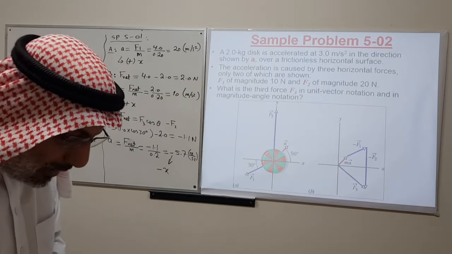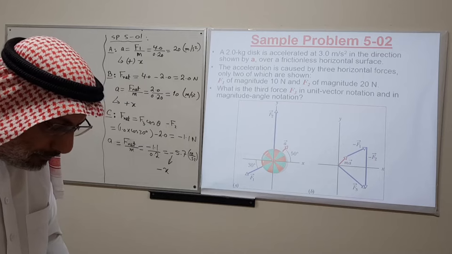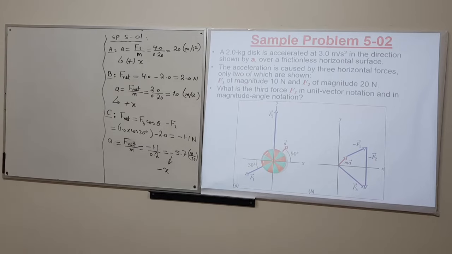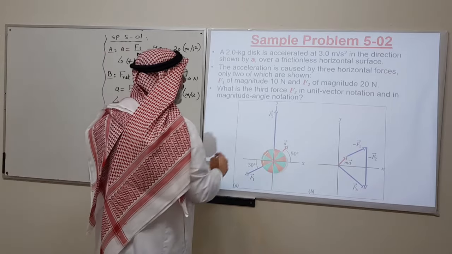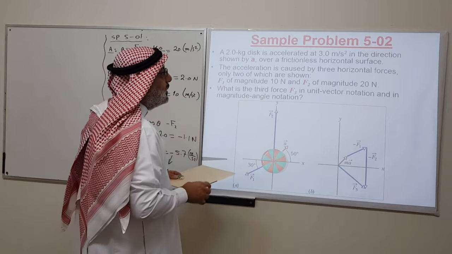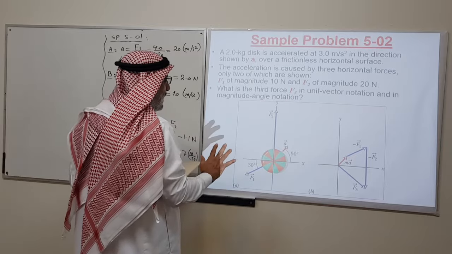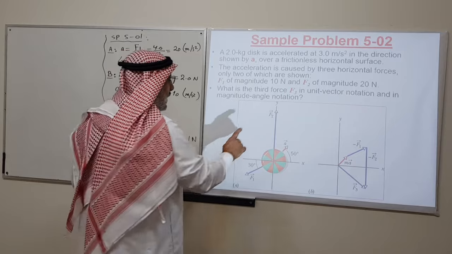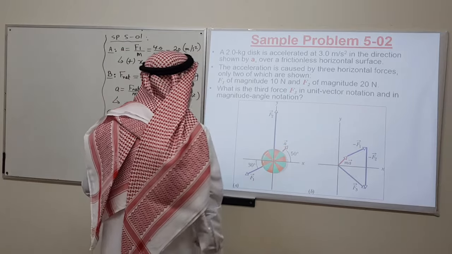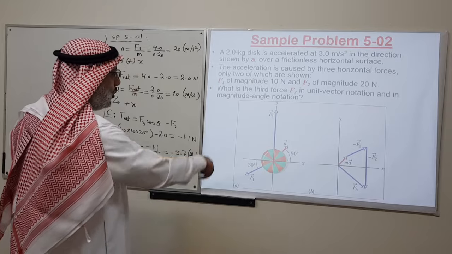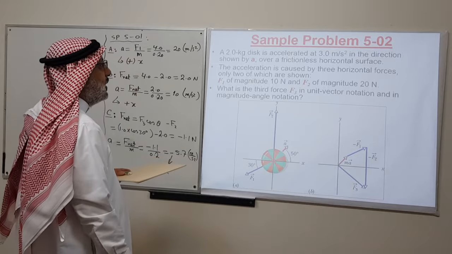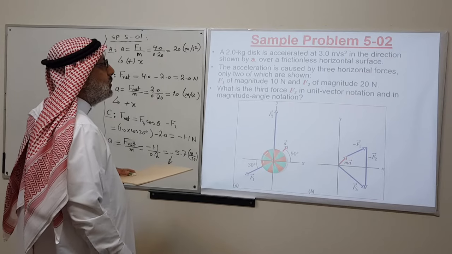Okay, the problem now says the following. And we have to understand what is going on here. Okay, so let me bring this example again. It says a 2 kilogram disc is accelerated at 3 meters per second squared. So we apply 3 forces on this disc and find that as a result of these 3 forces, the disc is given an acceleration of 3 meters per second squared in the direction shown at an angle of 50 degrees from the positive x direction over a frictionless horizontal surface.